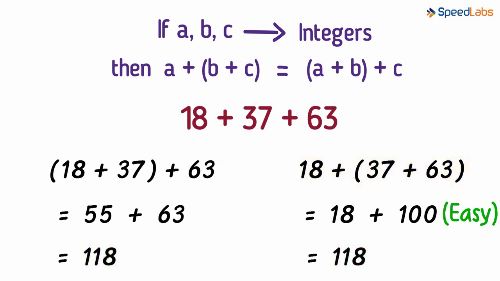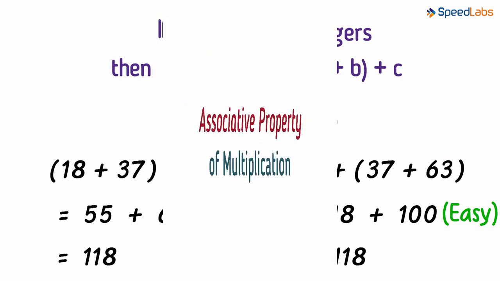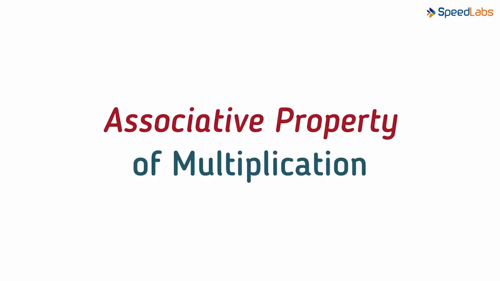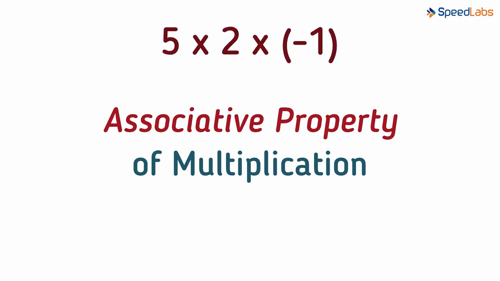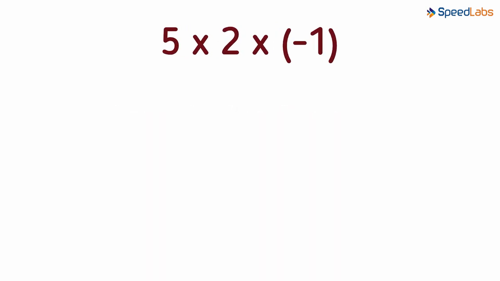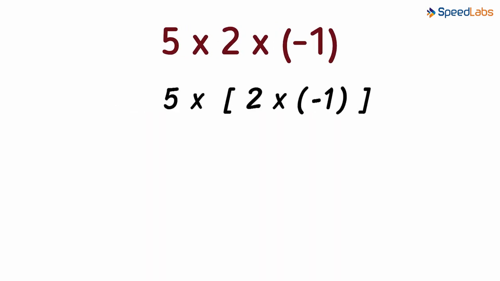So does it work only for addition? The associative property also works for multiplication of integers. Let's consider this equation for now. We can group these two integers together to solve it. Pause the video and find out the product. The product of these two integers is -2, and the product of 5 and -2 is -10.